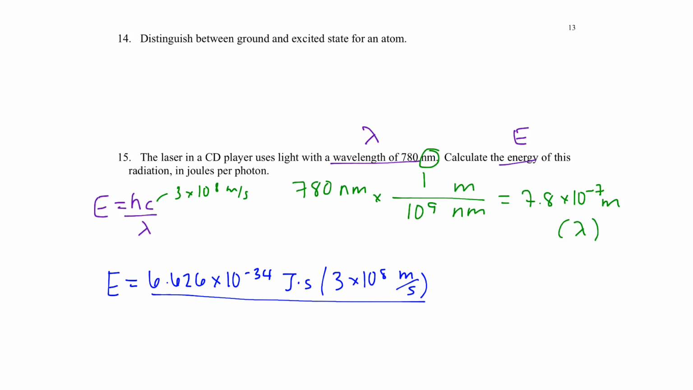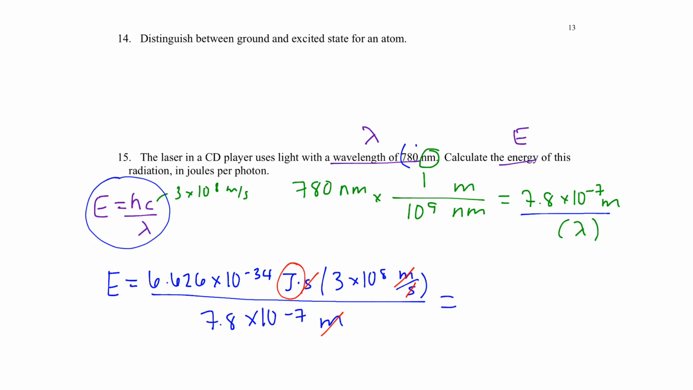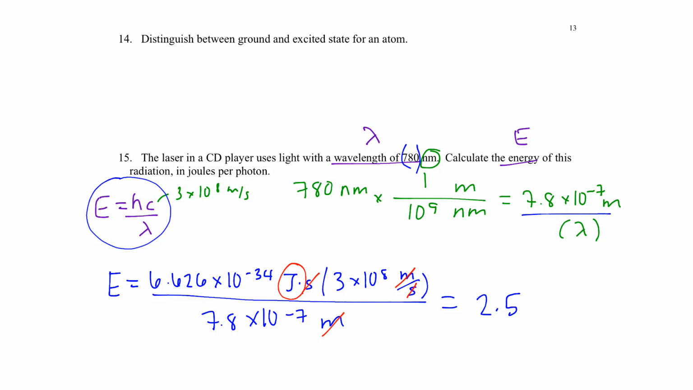Just plugging in again to this equation right there. And then our wavelength, which we just converted over there, 7.8 times 10 to the negative 7th meters. So if we check what cancels, seconds cancel, meters cancel, leaving us with just joules, which is what we wanted. If you do all of your math here to 3 sig figs, because 780 only has 3 sig figs, you would get 2.5 times 10 to the negative 19th joules. That would be the energy of 1 photon of light used in the CD player.